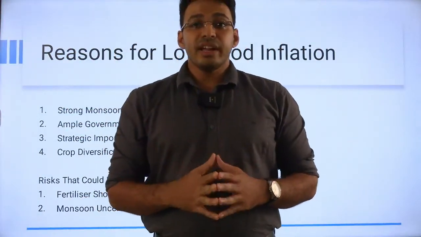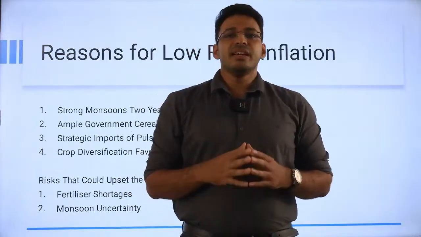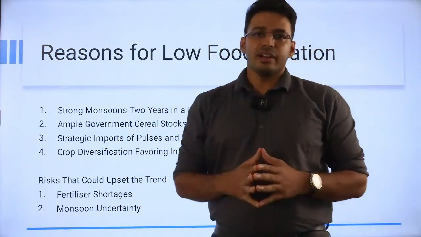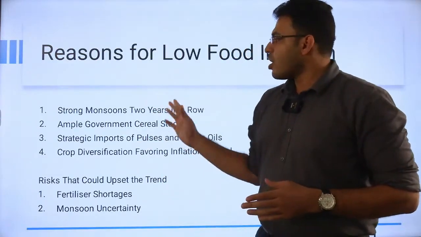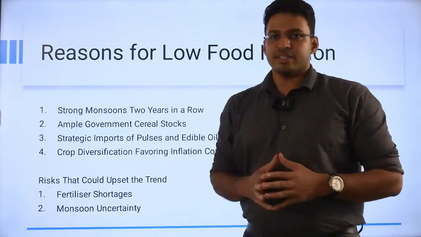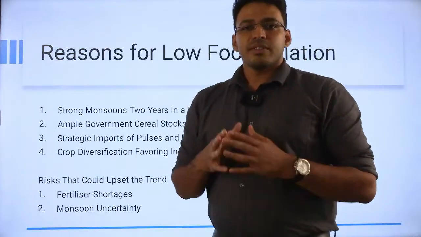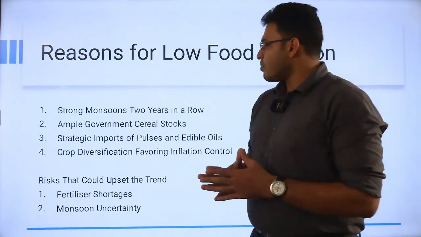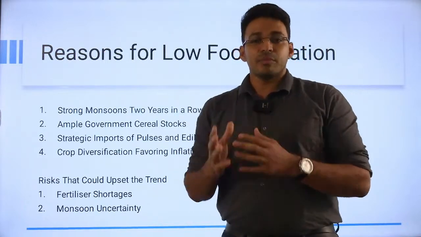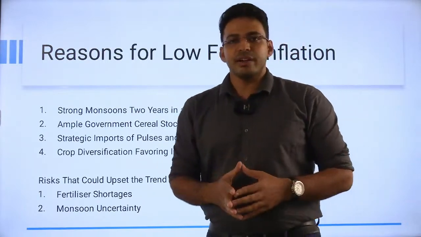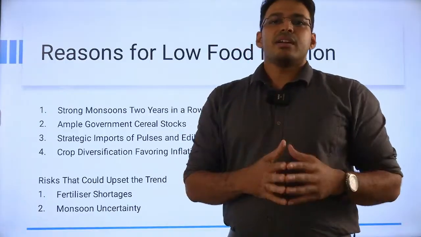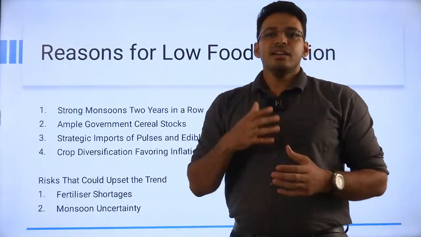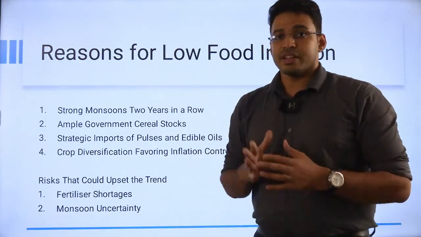This year, the food inflation is comparatively lower. What was the reason for this low food inflation? The reasons are the strong monsoon in the last 2 years that contributed to the yield or production of agricultural crops. And an ample government cereal stock was there, and government procurement was very high in 2025. That also provided food supply in the market that arrested the food inflation to an extent.